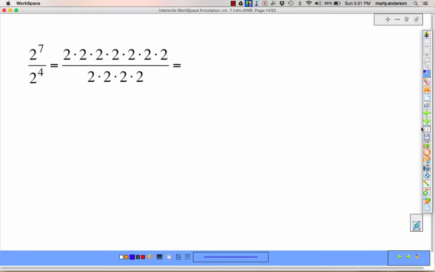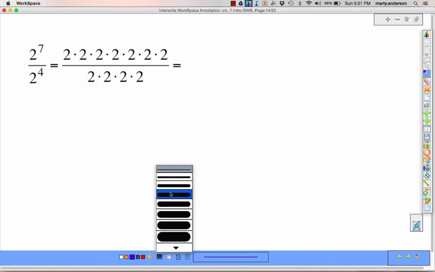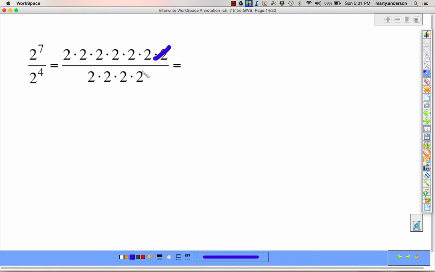Okay, quotient. If I do 2 to the 7th over 2 to the 4th, I have nothing but multiplication on top and nothing but multiplication on the bottom, which means I can cancel a bunch of things out. This 2 can cancel with this 2, and this 2 can cancel with this 2, and boom, and boom, and boom, and boom. So those 4 on top canceled out those 4 on the bottom, which means I'm left with 2 to the 3rd on the top.